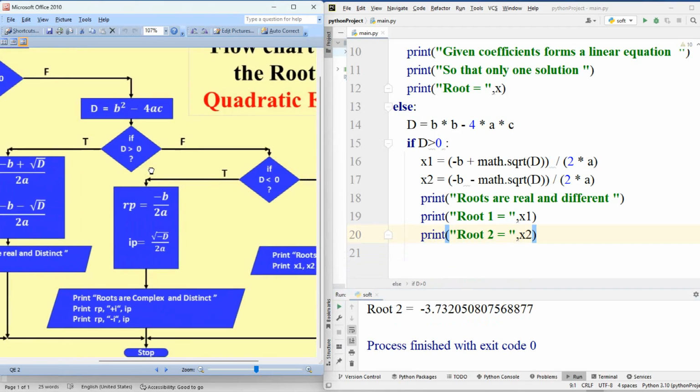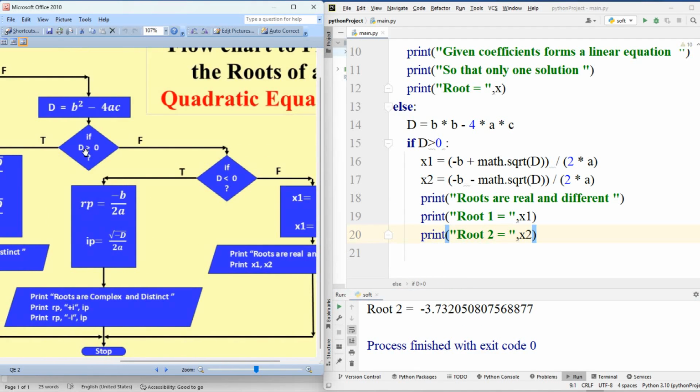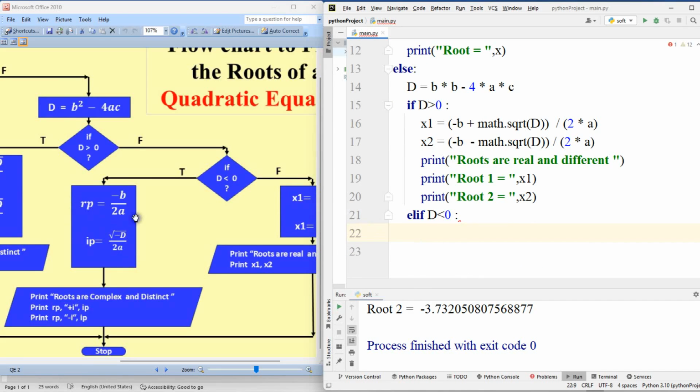Then, if D greater than 0 is false, then what? Once again we have to check another condition using the elif statement. D less than 0: when this condition is true, if the D value is less than 0, then we have to calculate the RP and IP values. RP is equal to this one, IP is equal to this one.